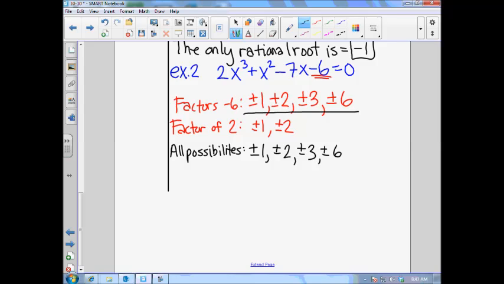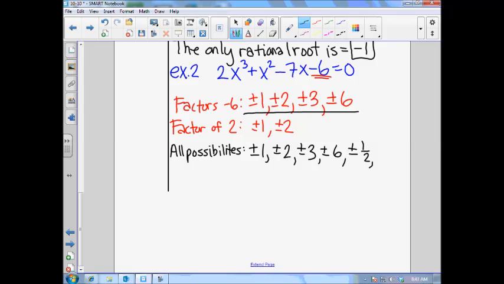Now we have to use 2 as the denominator. What is 1 divided by 2? 1/2. So we'll write plus and minus 1/2. What is 2 divided by 2? 1, but we've already written that, so we don't write it again.